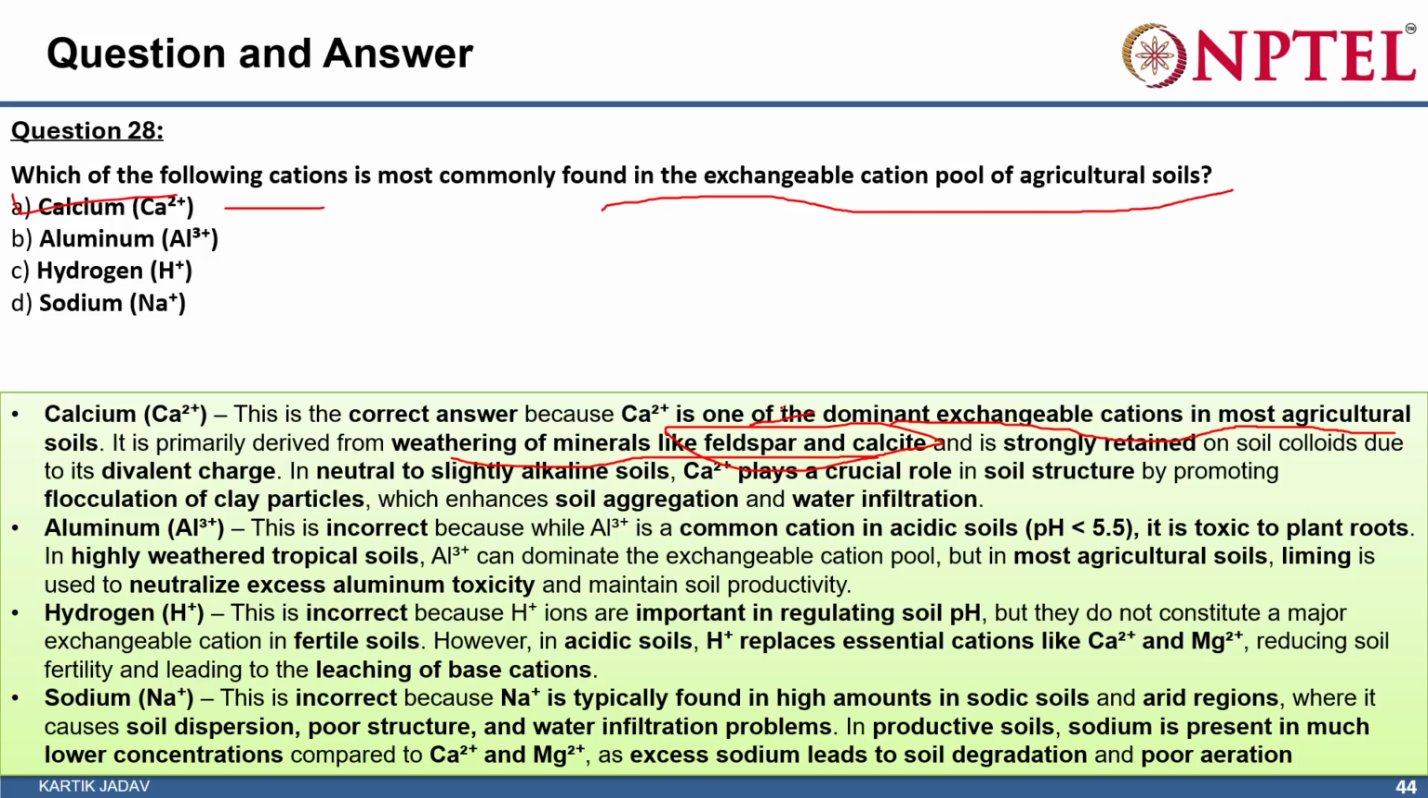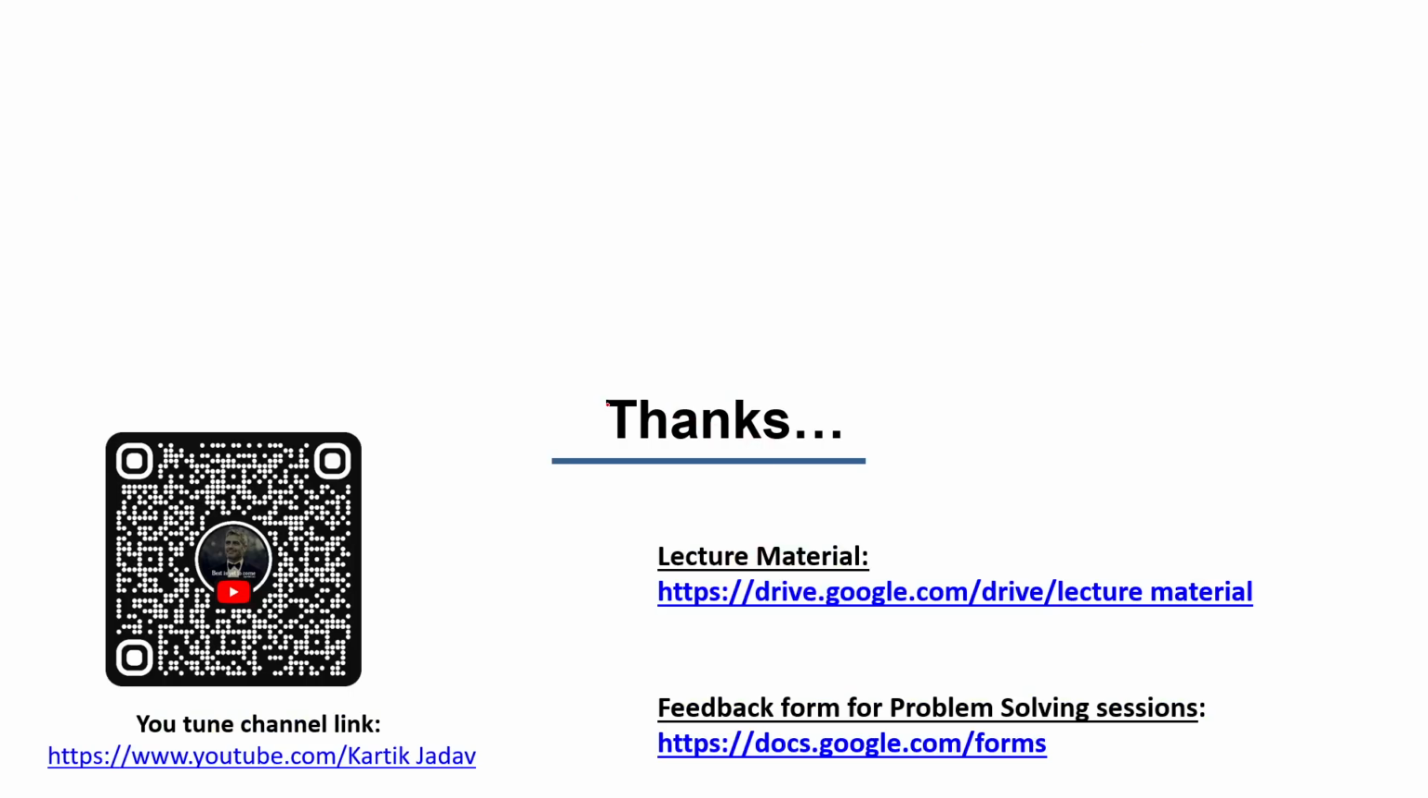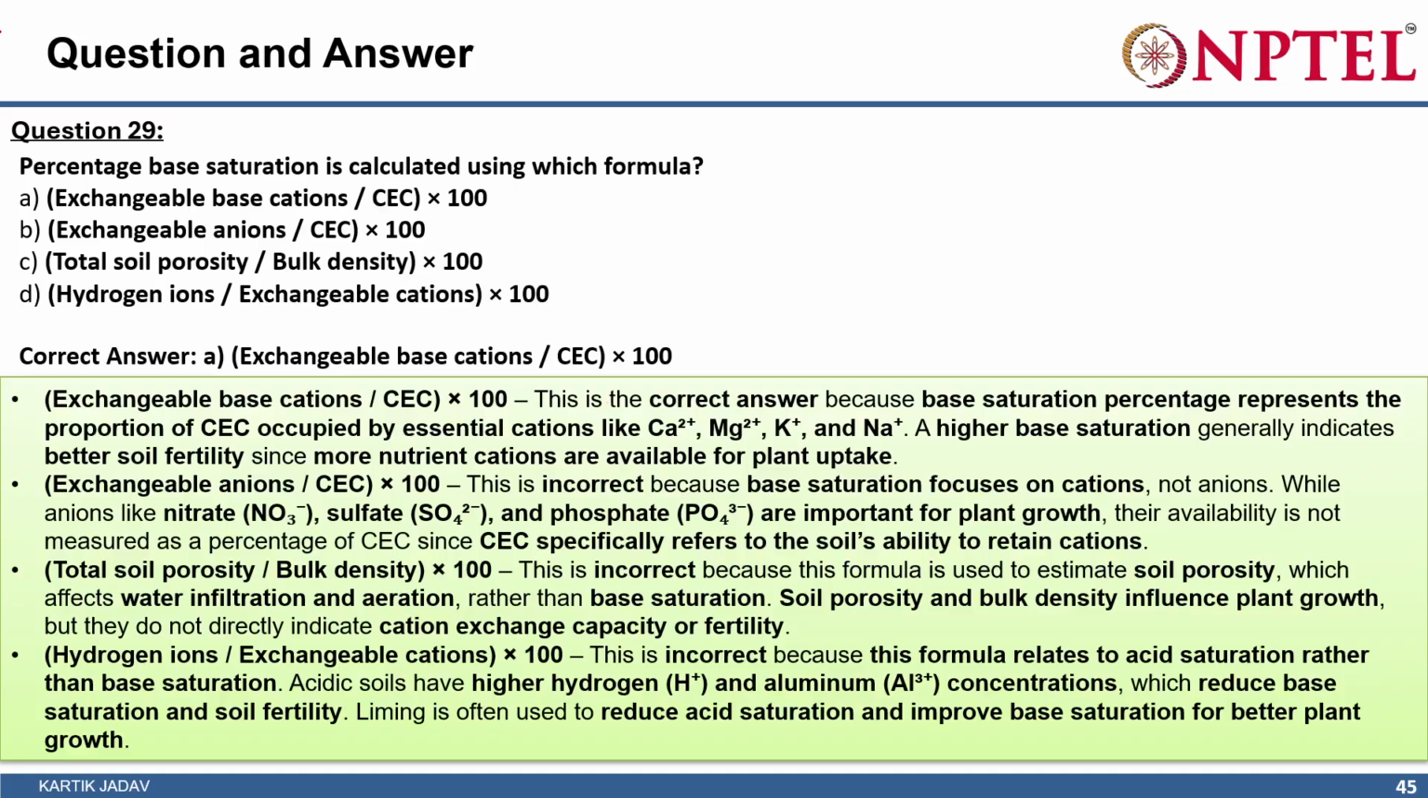So to summarize, okay, I think this is the last question. Okay, we have one more question. Question number 29. Percent base saturation is calculated using which of the following formulas? So we know that the correct answer is option A, that is exchangeable base cations divided by cation exchange capacity.